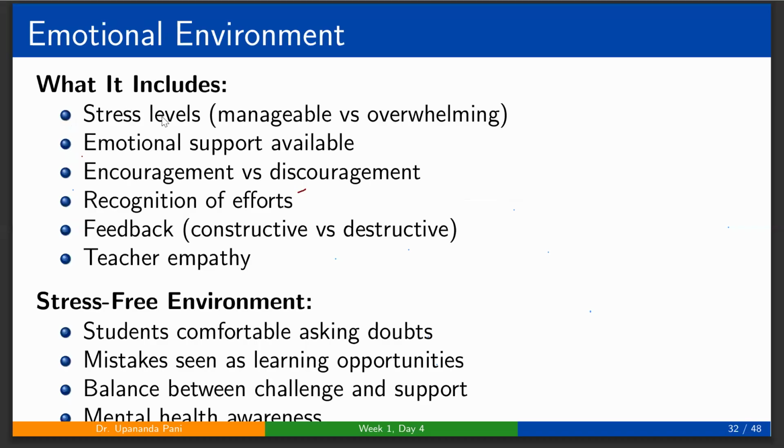Emotional environment, what does it include? Stress level, manageable versus overwhelming. Emotional support available. Encouragement versus discouragement. Recognition of efforts. Feedback, constructive versus destructive. Teacher empathy. Now, a stress-free environment: students comfortable asking doubts, mistakes seen as learning opportunities, balance between challenge and support, mental health awareness. Okay, so that's the emotional environment.